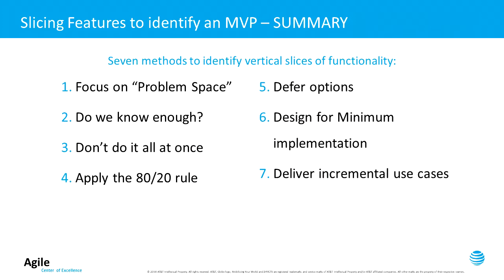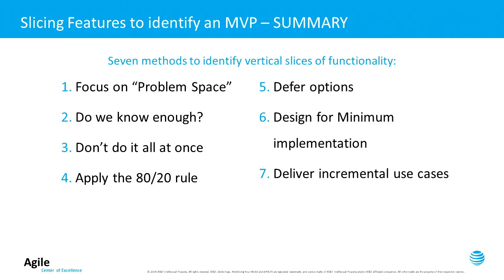Let's summarize the 7 methods for identifying vertical slices of functionality. Focus on the problem space. This is the design thinking method to clearly define the issue that needs solving. Asking yourself, do we know enough to make a decision? Don't do it all at once, or stated another way, doing just enough to validate your hypothesis.